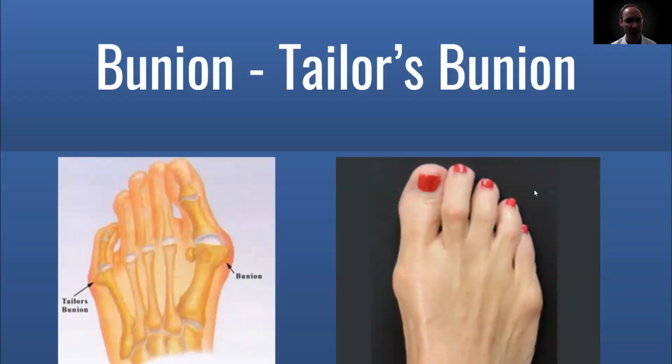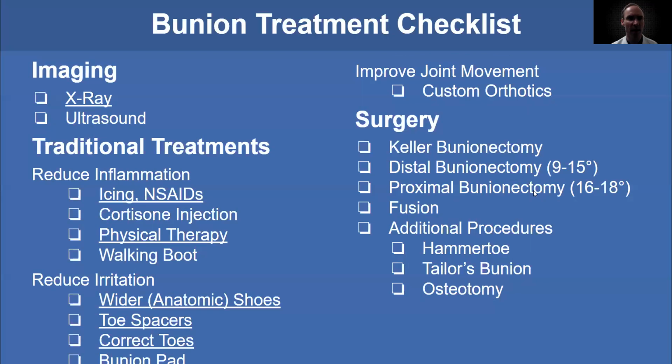Bunion and a tailor's bunion. Here you can see a bunion is on the inside of the big toe and a tailor's bunion is on the outside. The treatments are very similar. Initially, you're going to get some imaging. I put ultrasound up there because if there's a bursa or inflamed sac, a lot of times I'll do a diagnostic ultrasound. Reduce inflammation: you're going to do icing and anti-inflammatories. Occasionally, I'll do a cortisone injection both into the joint or into that bursal sac on the side.